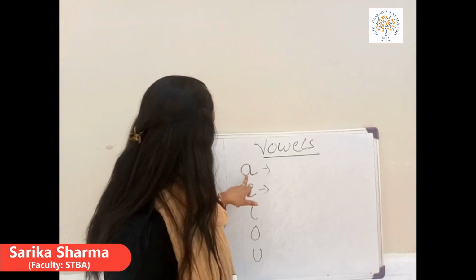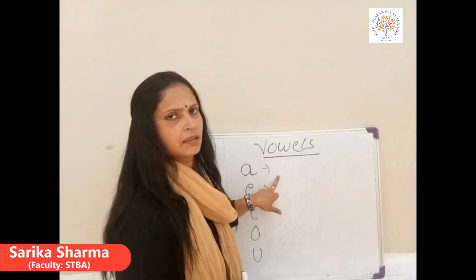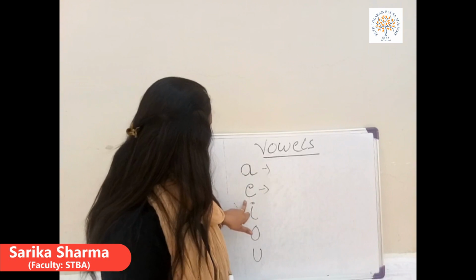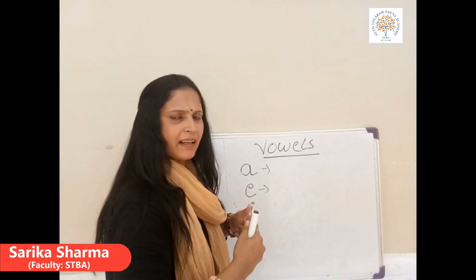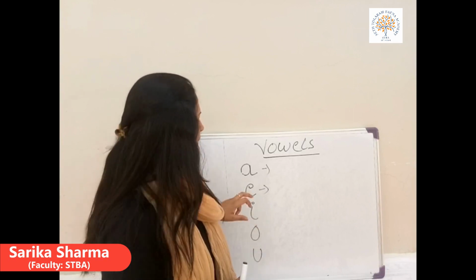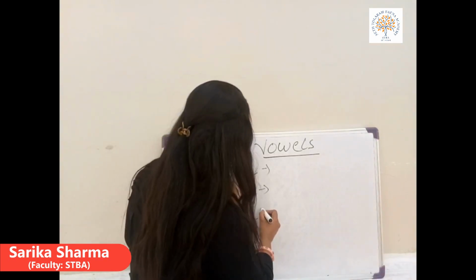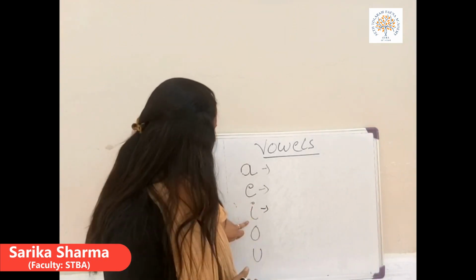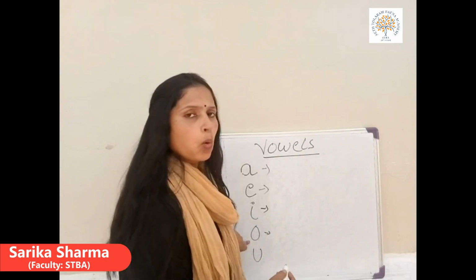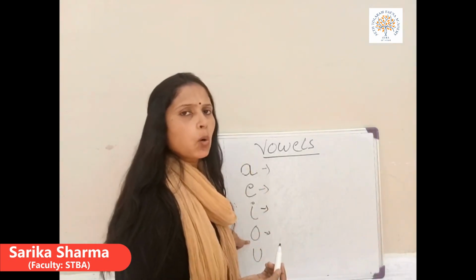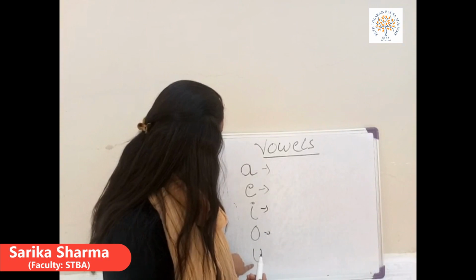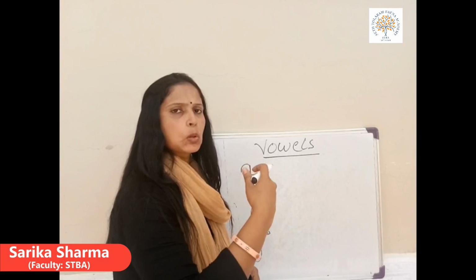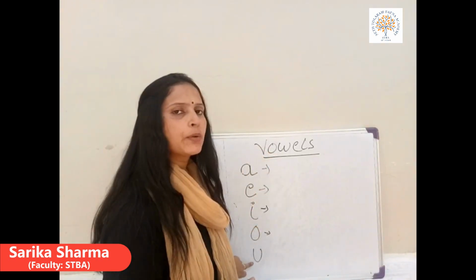Now the sound of letter A is æ. Next letter is E. Always remember the sound of E is eh, the sound of a breaking egg. The sound of letter I is ih, Inky the mouse. The sound of letter O is o, just make your mouth round. And the sound of letter U is uh, up goes the umbrella. The sound of letter U is uh.